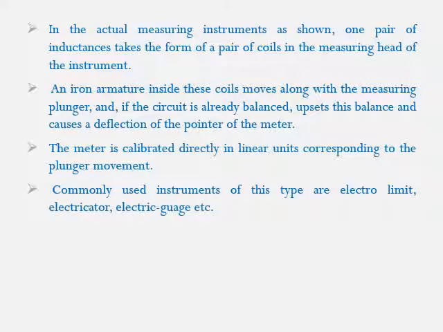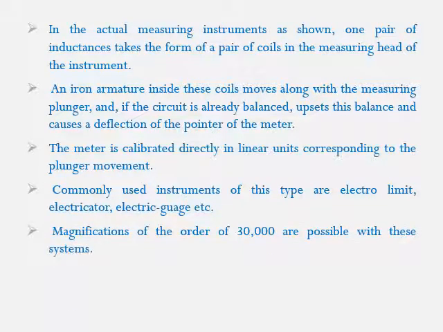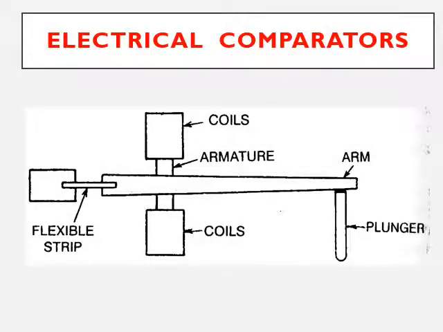Commonly used instruments of these types are the Electrolimit, Electrocator, and electric gauges. Magnifications up to 30,000 are possible with this kind of system. In the schematic representation of this electrical comparator, we can see the plunger, which is connected with the help of an arm and a flexible strip, and around it there is an armature. The armature is nothing but an insulator, and over that are the coils, which are connected to an electrical supply.